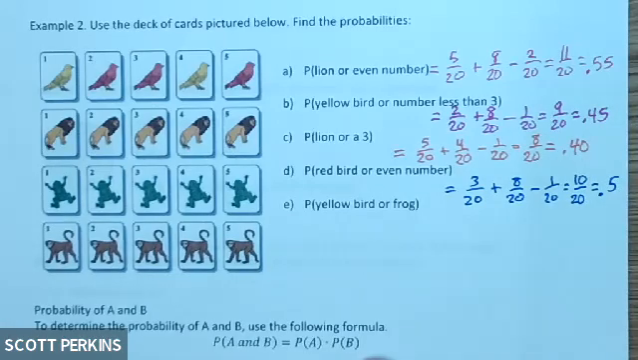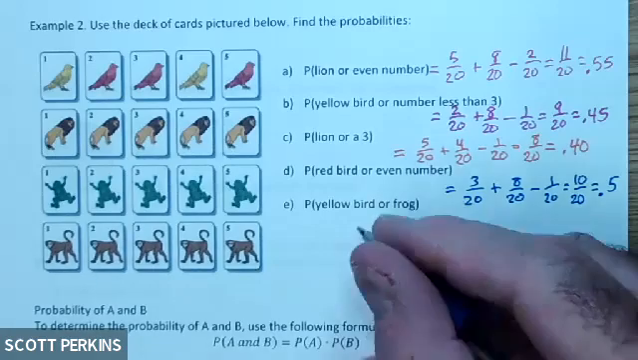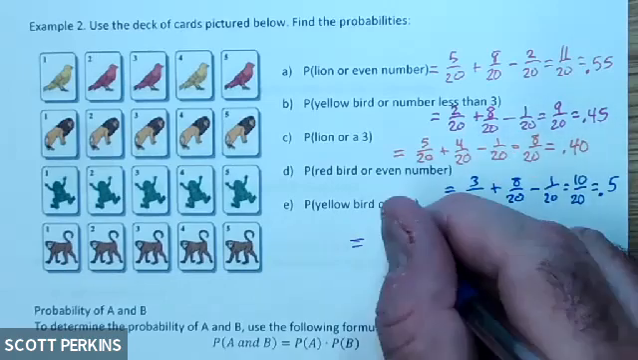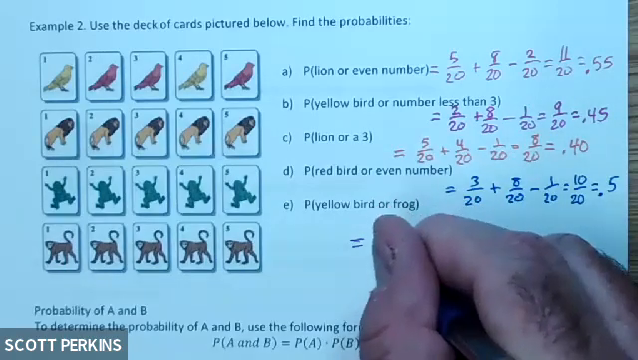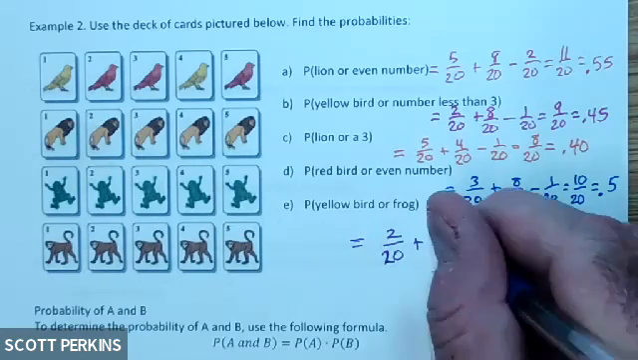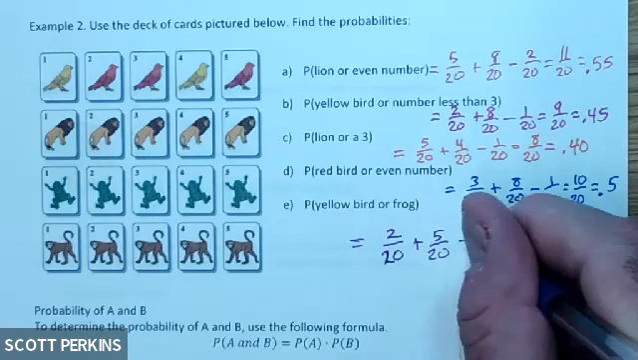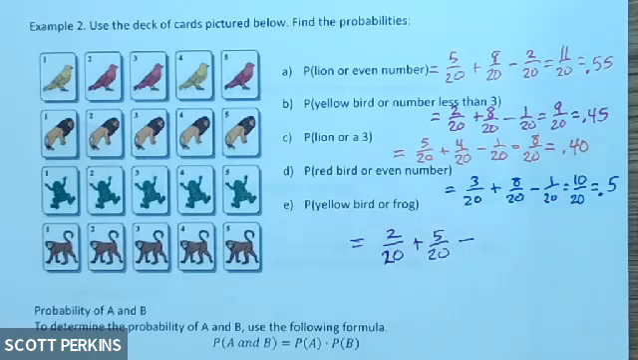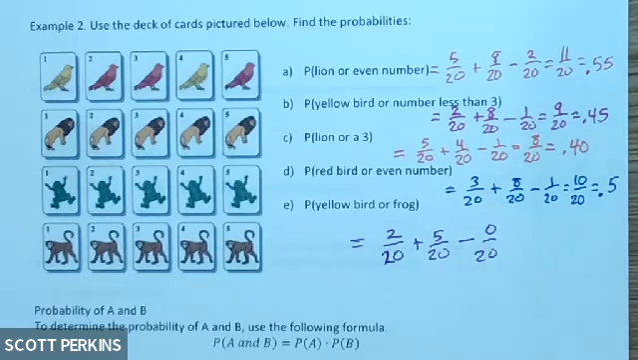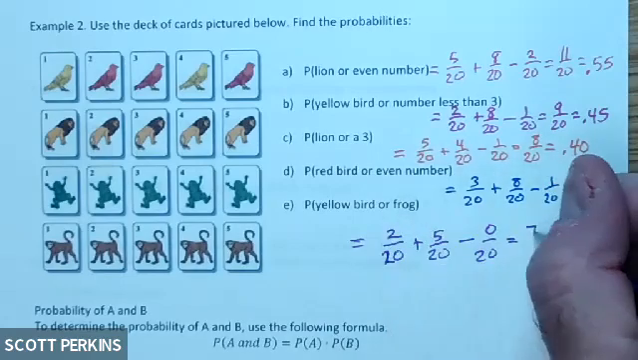Last one, yellow bird or a frog. So you already told me that the probability of a yellow bird, you told me that in a previous problem, was 2 out of 20. And then what's the probability of a frog? Now, there's 5 of them out of 20. You're doing great. And then minus, do yellow birds and frogs happen at the same time? 0. So yellow birds and frogs are an example of what kind of event? Mutually exclusive. Great, remembering the terminology. So 2 plus 5 is 7 out of 20.